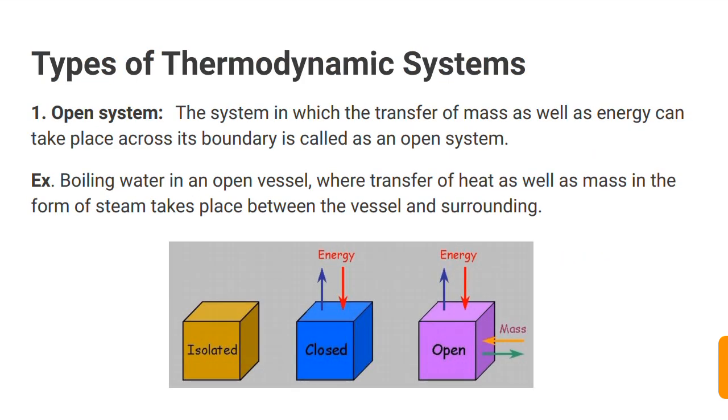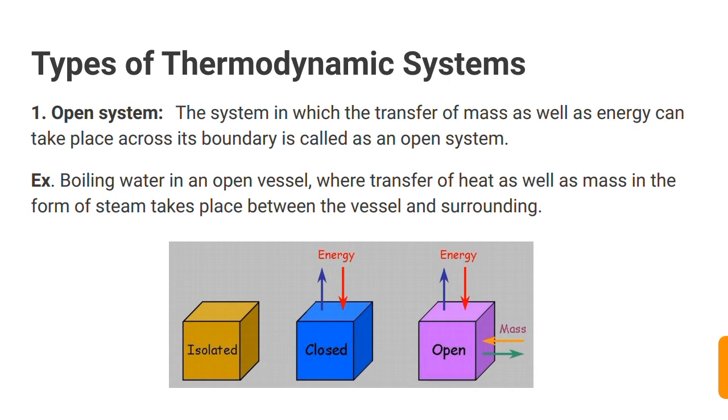So, types of thermodynamic system: there are three types of thermodynamic system. First one is the open system. As you can see in this figure, there is mass transfer and energy transfer, because the definition of an open system is: the system in which the transfer of mass as well as energy can take place across its boundary is called an open system. Means mass also transfers, energy also transfers in this type of system.